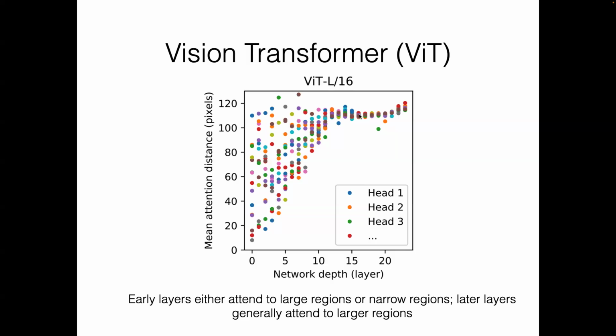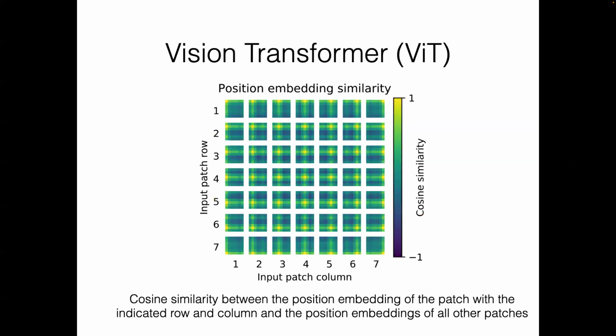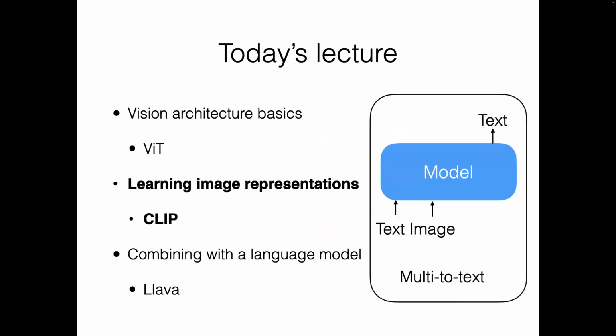So again, I think it's cool how dramatic the pattern is, and hopefully these give you some intuition for things that it's learning. So that was the vision transformer. Any other questions here before I move to the CLIP model?